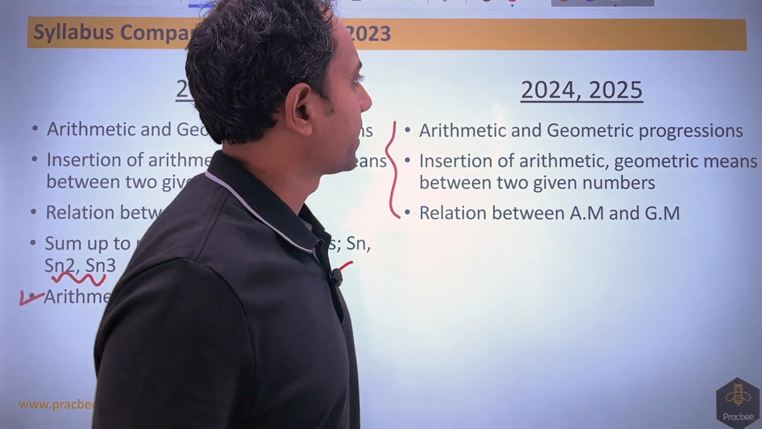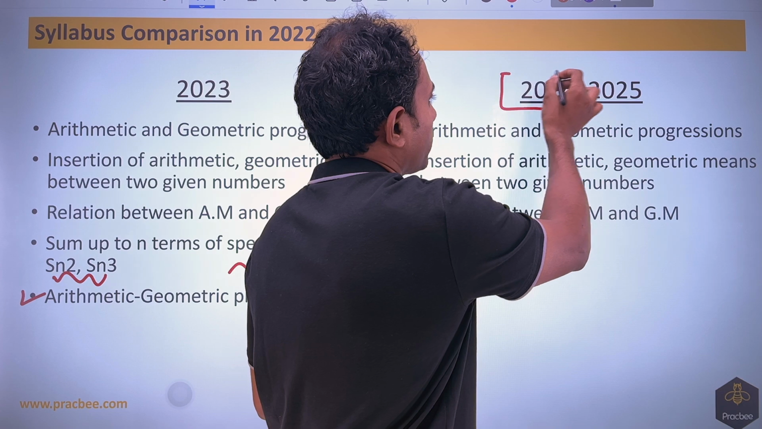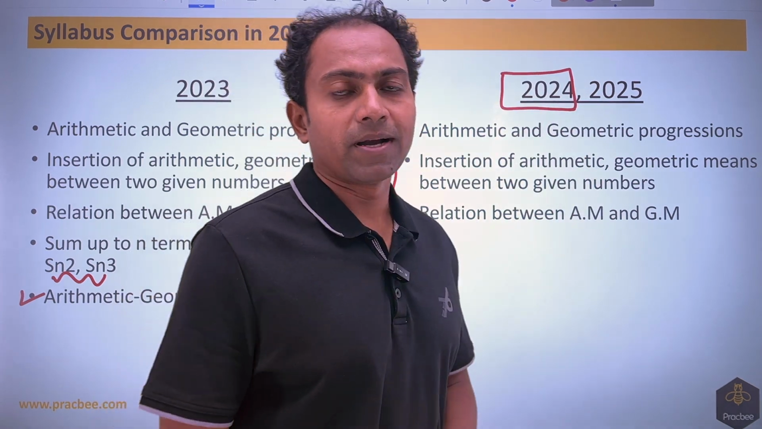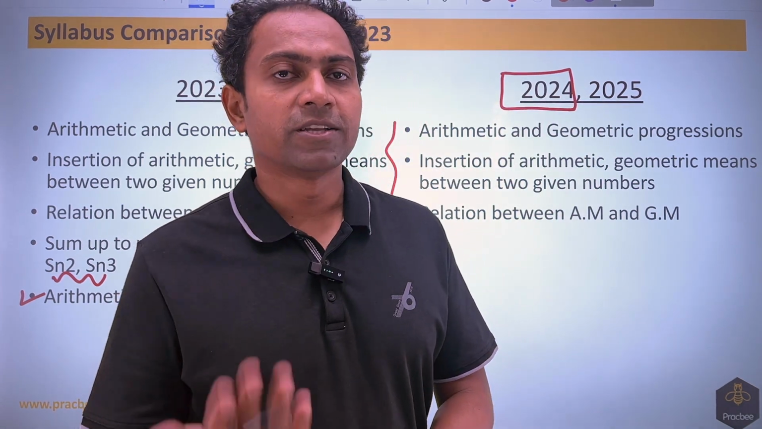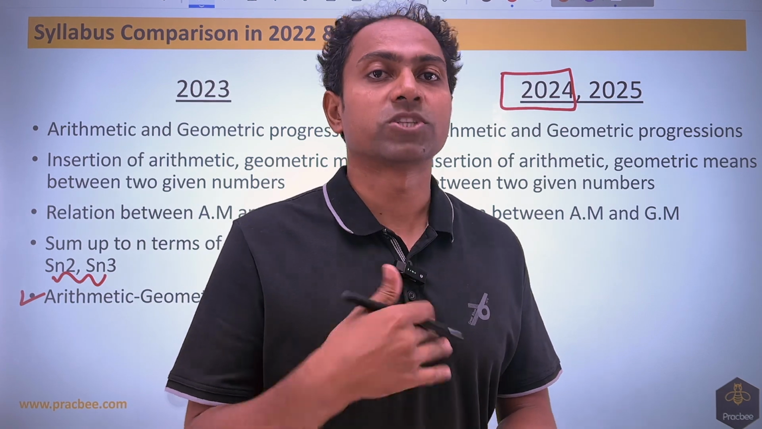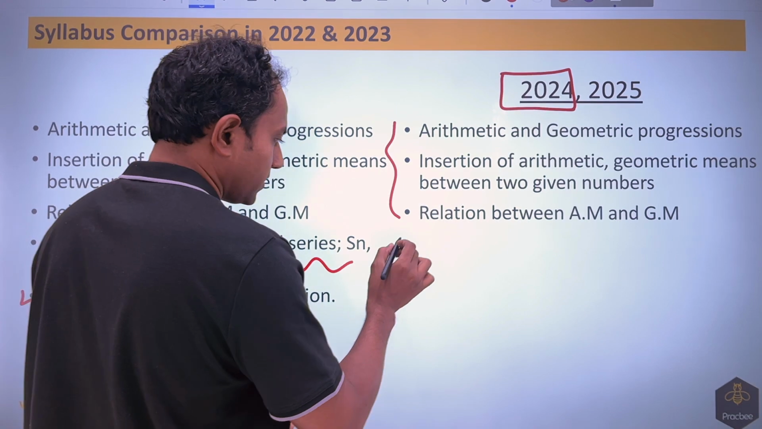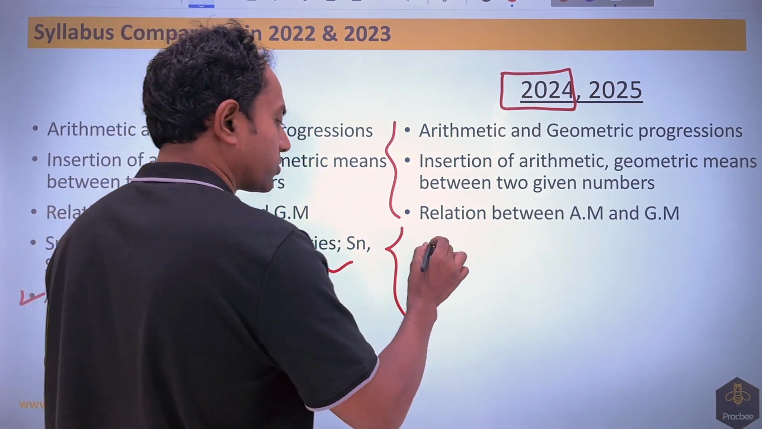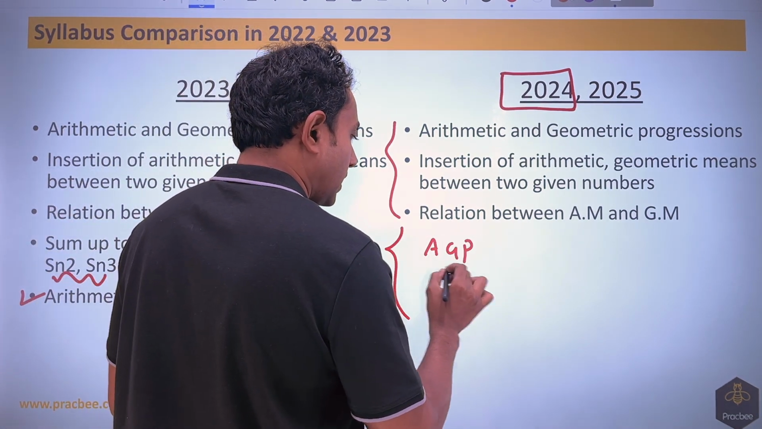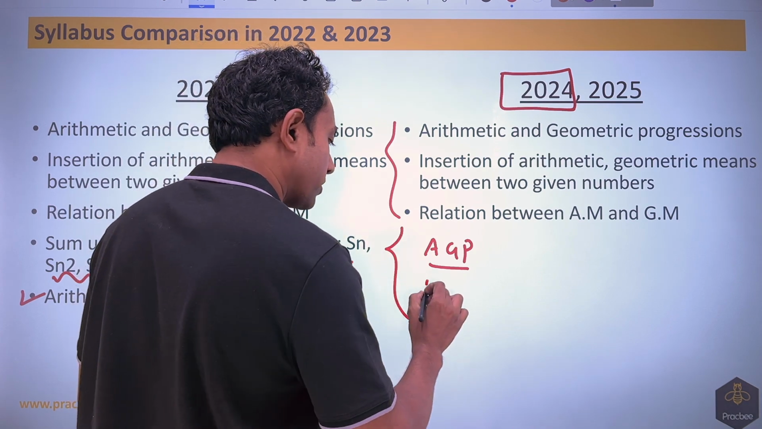So when I made my one-shot video in 2024, I kept these points in mind. But what NTA did was, despite removing these areas, there were questions based on these areas. So what I have done is, in this year's one-shot video, I have included questions based on AGP. I have included questions based on logarithmic series.